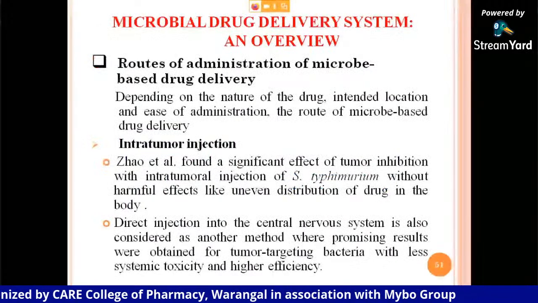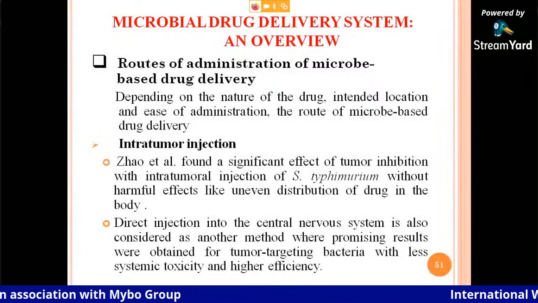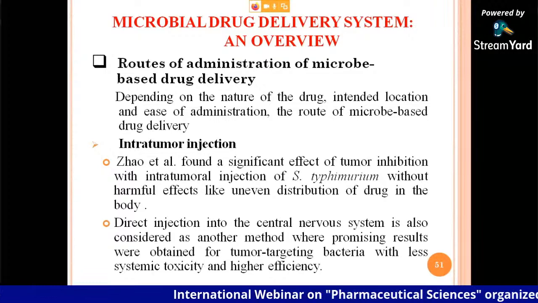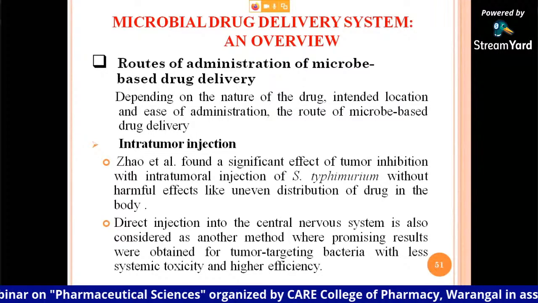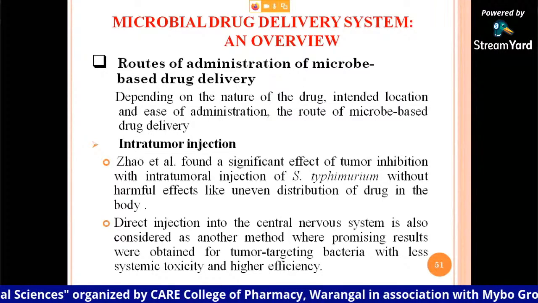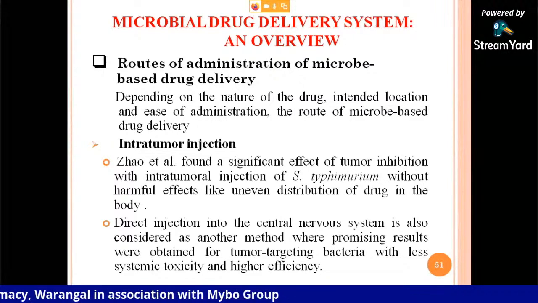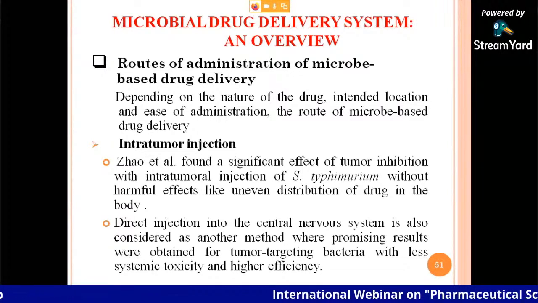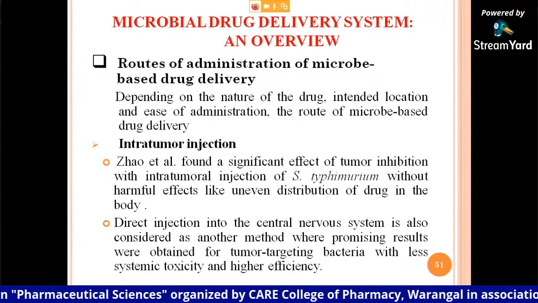Now, what are the routes of administration for the microbes? Even though oral drug delivery is common, a couple of drug delivery systems like intratumor injections have been explored. Similarly, for oral administration, there are a few examples, E. coli and Bacillus, which I have explained, and they are utilizing. Similarly, intranasal administration by Mycobacterium, Streptococcus pyogenes, and Lactobacillus pentosus.